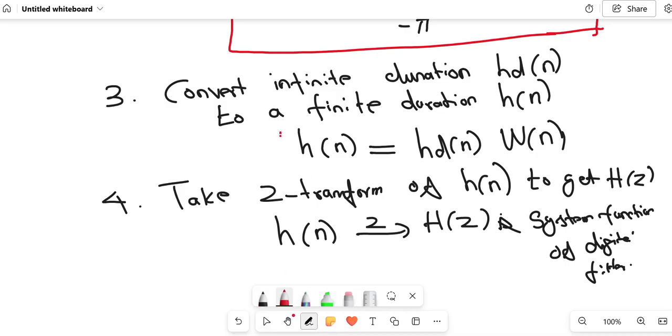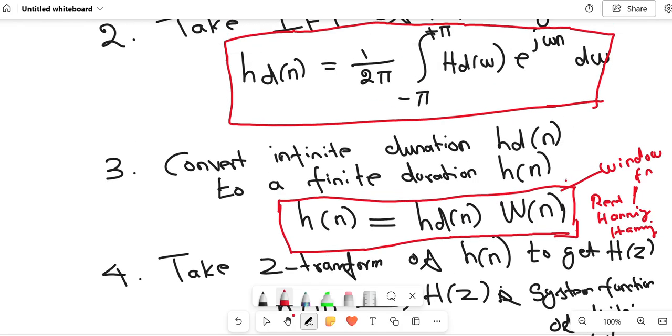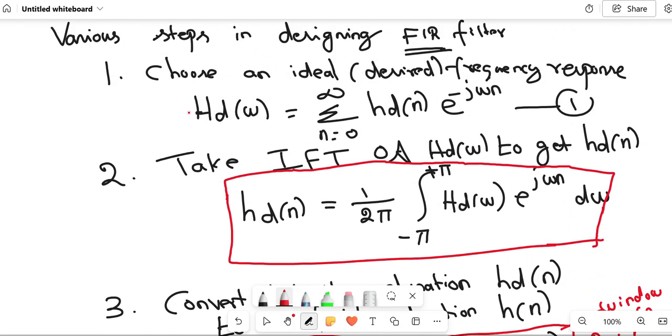Okay, the third step: convert the infinite sequence into a finite sequence by multiplying the infinite impulse response by the window function. This w of n is the window function. It may be rectangular, Hanning, or Hamming. Similarly, the desired frequency response may be a low pass filter, high pass filter, band pass filter, or band stop filter.